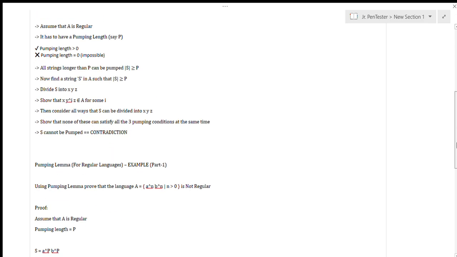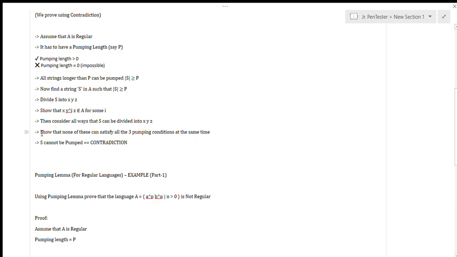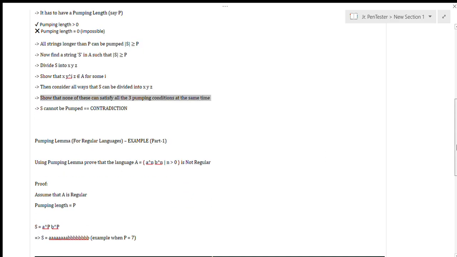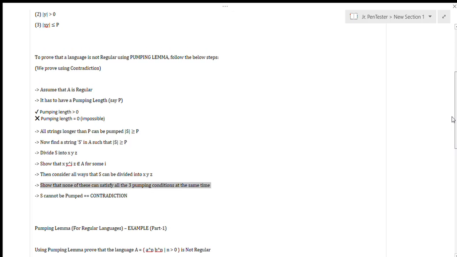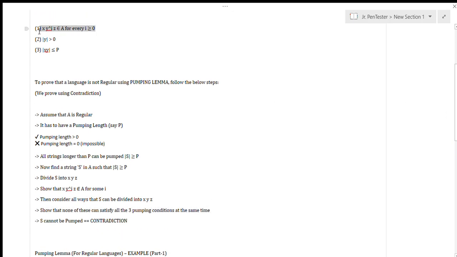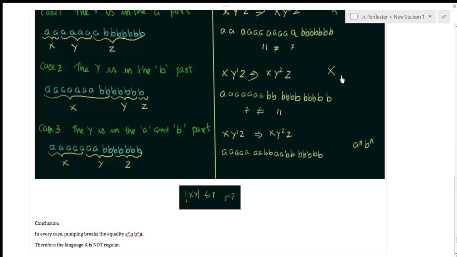Now, we said that none of these can satisfy all three pumping conditions at the same time. So we have proven here that all three cases fail at least one of these conditions. So we could say by contradiction that although we assumed our language was regular at the start, it breaks the pumping lemma, because the resulting strings are not part of our language A to the power n, B to the power n. Therefore, the language A is not regular.